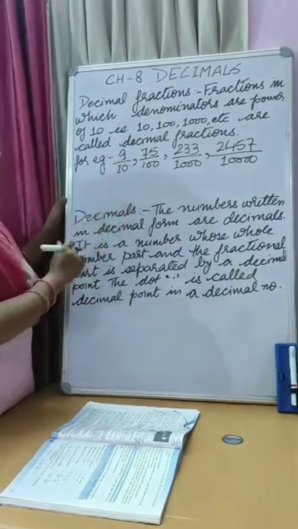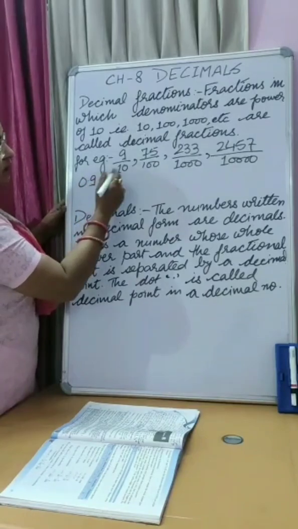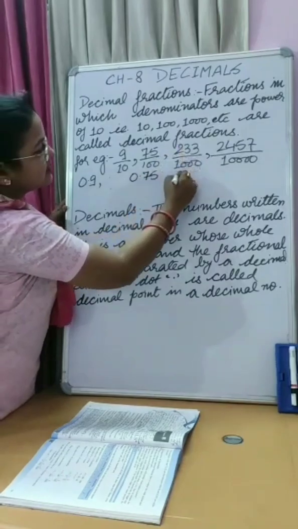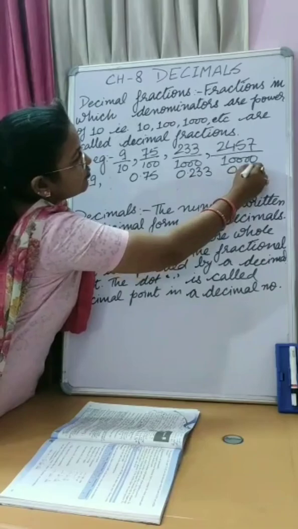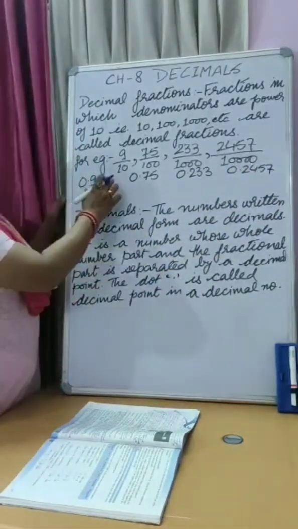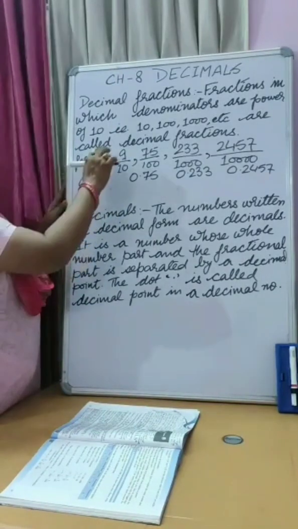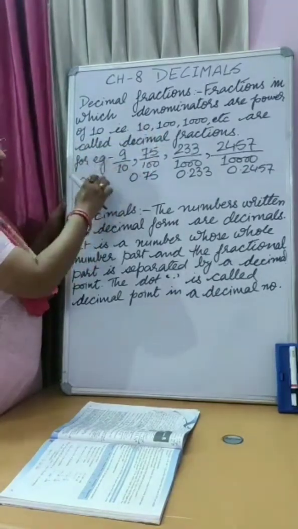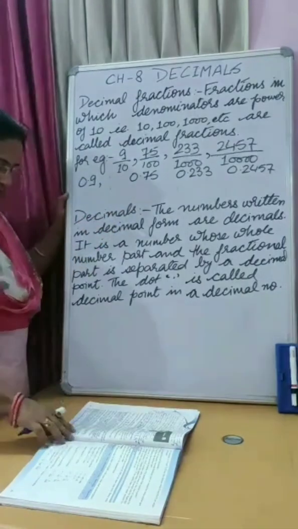How? When we divide 9 by 10, what do we get? We get 0.9. What do we get here? 0.75. What do we get here? 0.233. What do we get here? 0.2457. So all these are decimal numbers. So what is the definition of a decimal fraction? A fraction in which the denominator is a power of 10: 10, 100, 1000, 10,000, and when the numerator is divided, we get a decimal number.